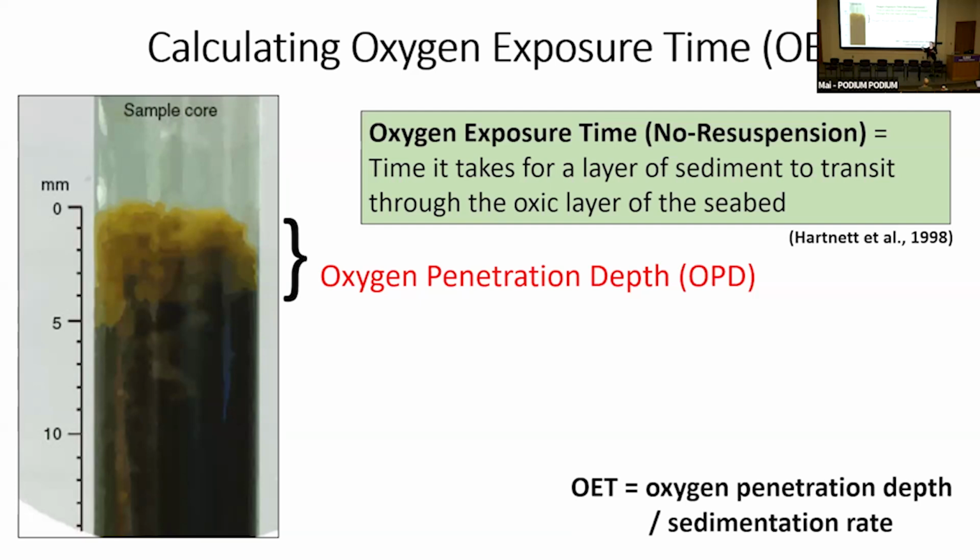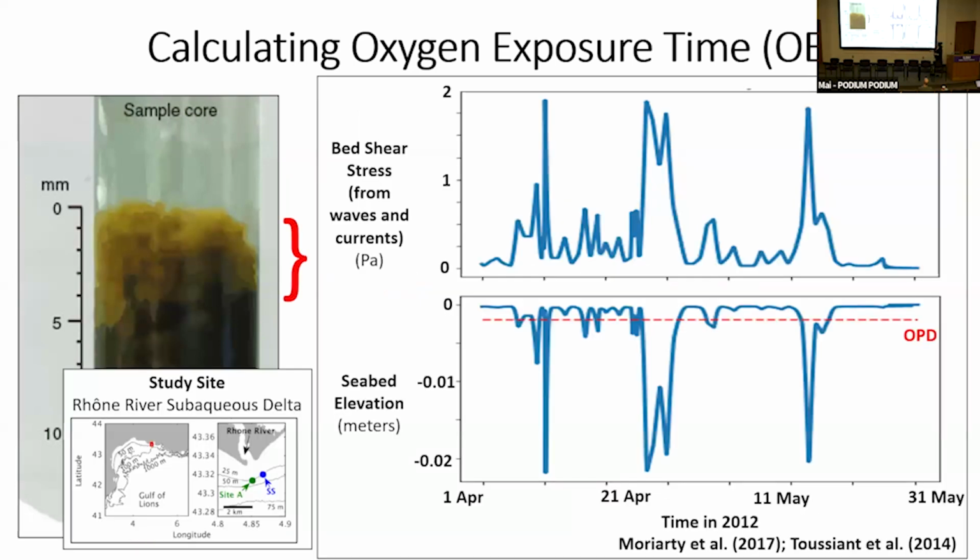And so, of course, this estimate neglects things like resuspension and lateral transport. However, we know in the coastal environment, this is not always a great assumption. You're looking at the same site that Stanley showed you earlier in the presentation. This is from a site that's about 25-meter water depth offshore of the Rhone River.